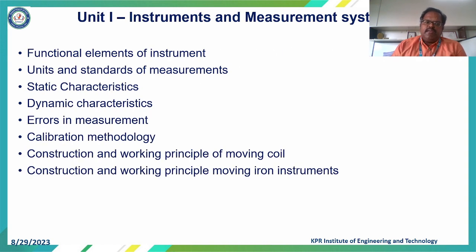In Unit 1, you will find the functional elements of instruments, which we will see, and the static characteristics, dynamic characteristics, errors in measurements, calibration methodology, construction and working principles of moving coil instruments, and construction and working principles of moving iron instruments. In this topic I will cover the functional elements and static characteristics of measurements. This will be covered in this presentation.